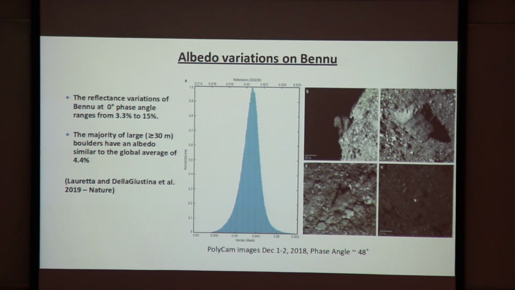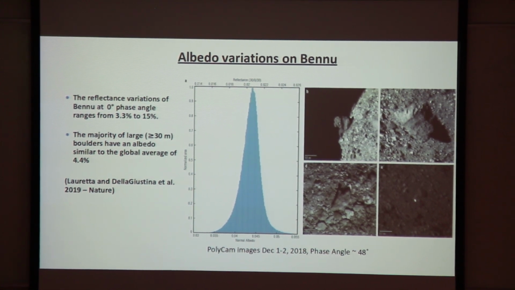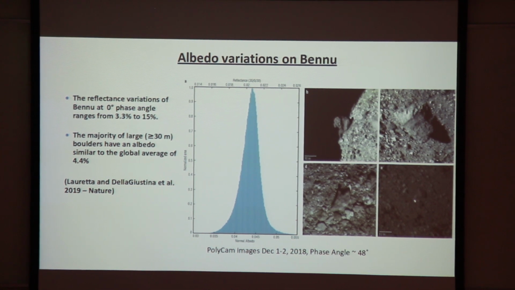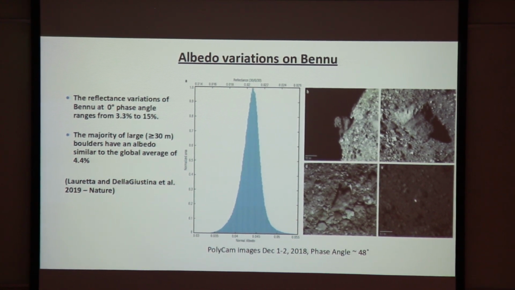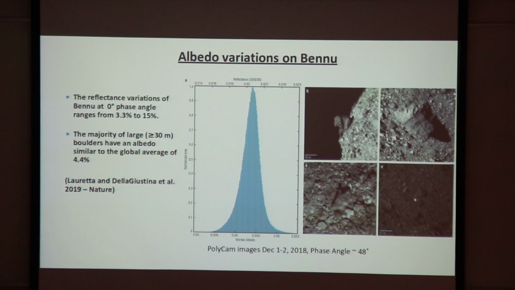And here are some albedo variations. Normally, if you average Bennu, it would be about 4.4% albedo. But there are some areas which are about 15% of normal albedo. For example, here are some areas which are still being characterized as to what the nature of these features are, because these are the image data, and you have to have very close orbits to get the spectrometer's footprints on the surface, and to get them inside the boresight of the instruments in order to characterize what minerals are present.